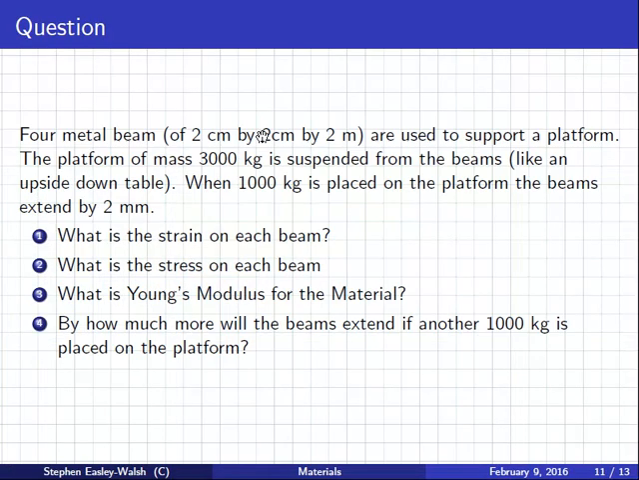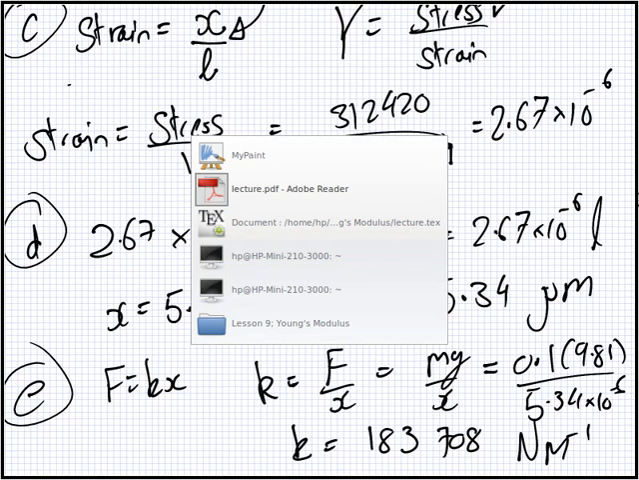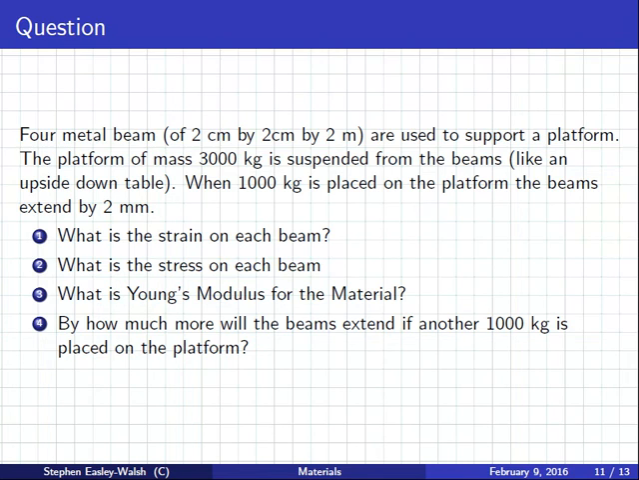Right. Next now. So, write the information down or draw the picture. Four metal beams, 2 by 2 by 2 centimeter centimeter meter. I want to see if you can understand the picture. They are used to support a platform. The platform of mass 3,000 kilograms is suspended from the beams, like an upside down table. It's being hung from the ceiling. 1,000 kilograms is placed on the platform.